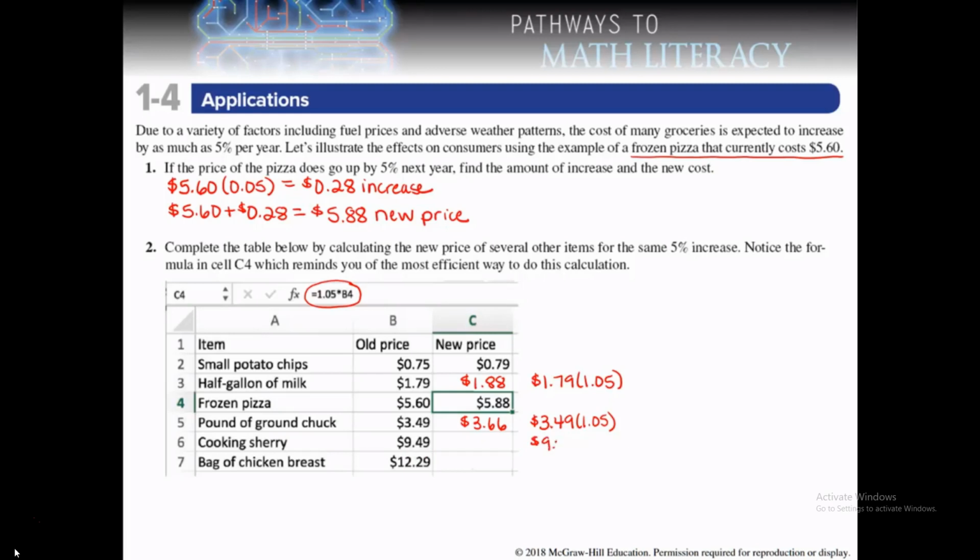For cooking sherry, it's $9.49, and we'll multiply that by 1.05, and that'll give us a new price of $9.96. And then bag of chicken breast, it was $12.29. So if we take the $12.29 and multiply it by 1.05, we'll get a new price of $12.90.